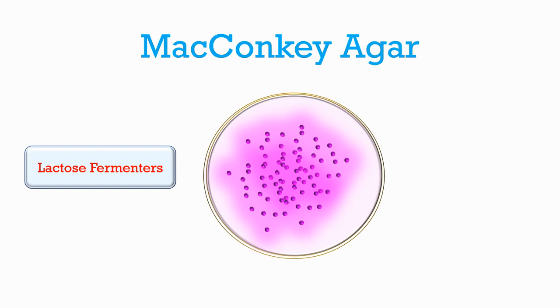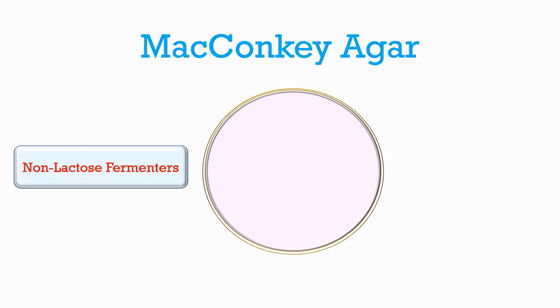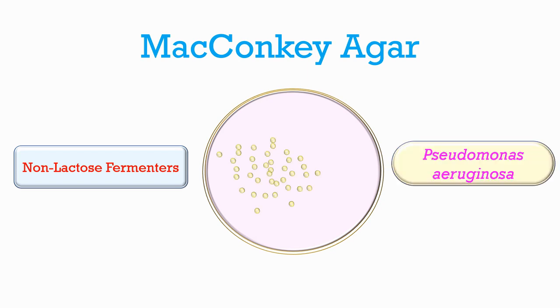Color of the colonies and surrounding medium changes to pink red. Example is E. coli. Non-lactose fermenting bacteria produce pale yellow colored colonies. Example is Pseudomonas aeruginosa.